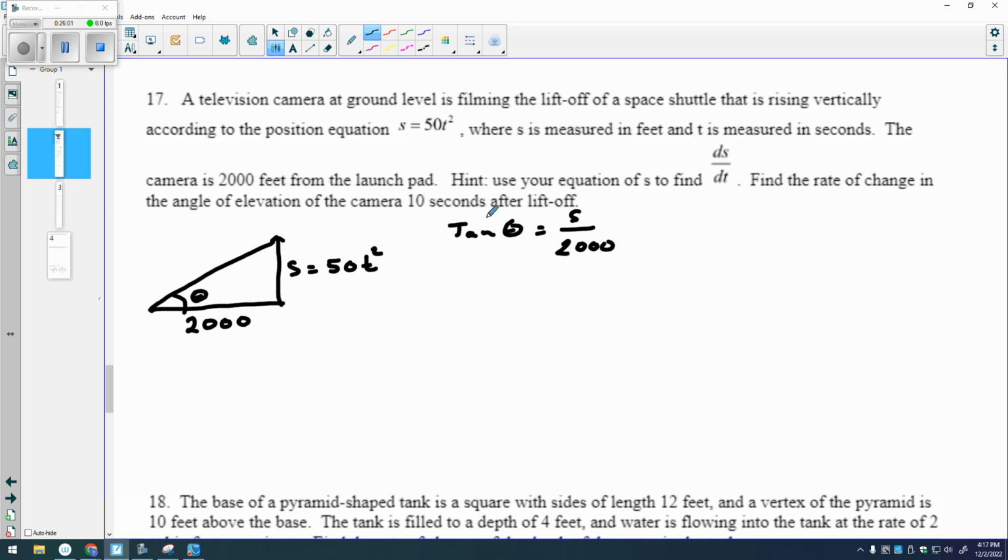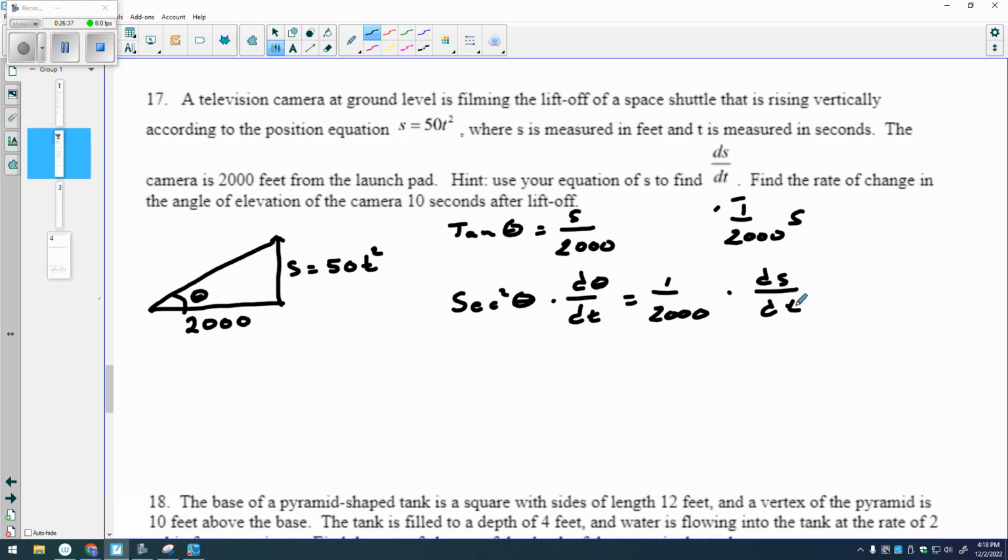Okay, take the derivative of this with respect to time. So the tangent derivative is secant squared times the derivative of the inside function, which is d theta dt. This is the same thing as 1 over 2,000 times s, so this is just a constant. So my derivative is just 1 over 2,000 times ds dt. So I need to go back here and find my derivative of s.